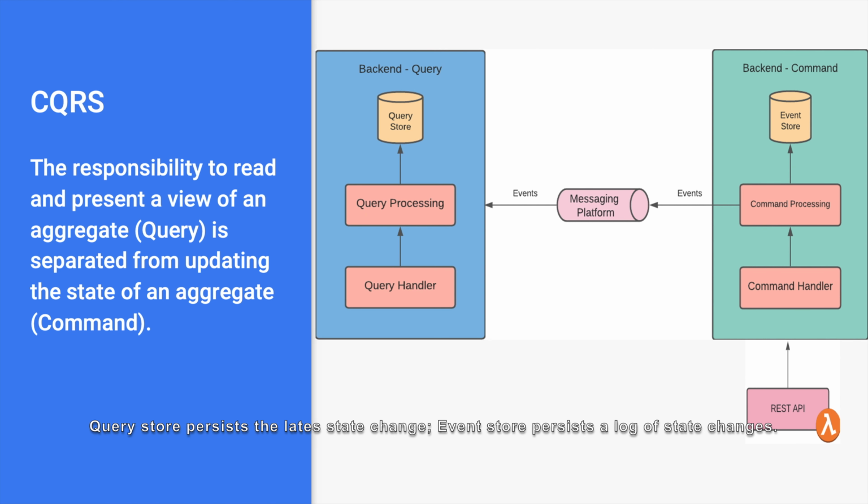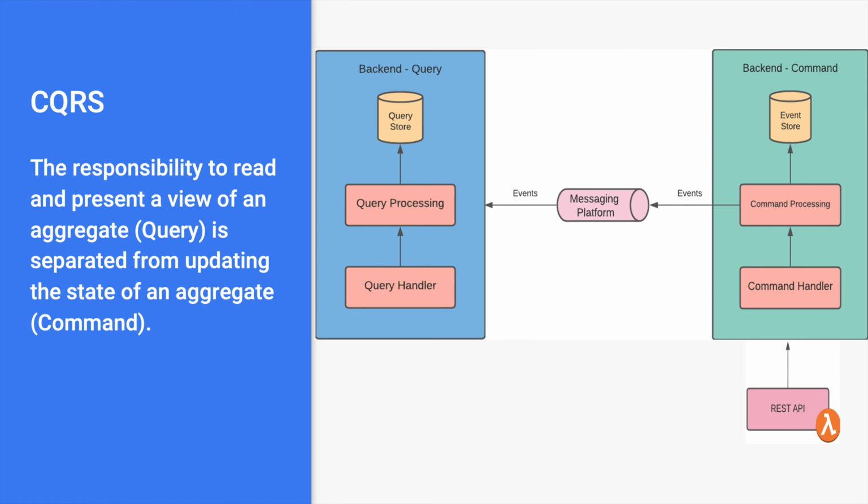The query store basically just saves the latest state of an object, in contrast to an event store, which persists a log of state changes as events. Besides this, it is also the responsibility of the query side to present the most up-to-date view to a front-end application like a website or another REST API.